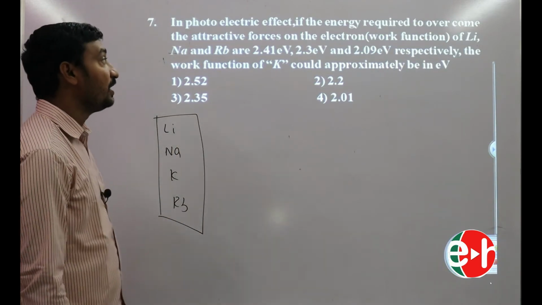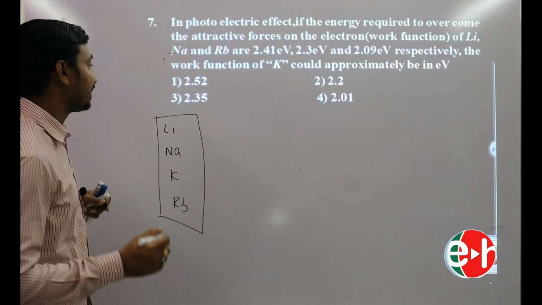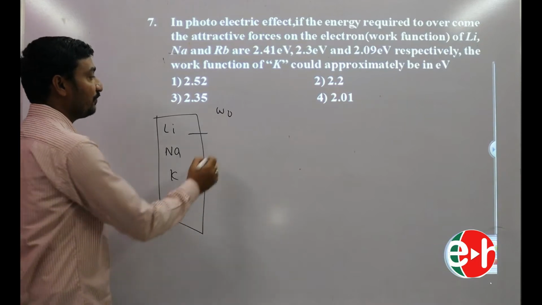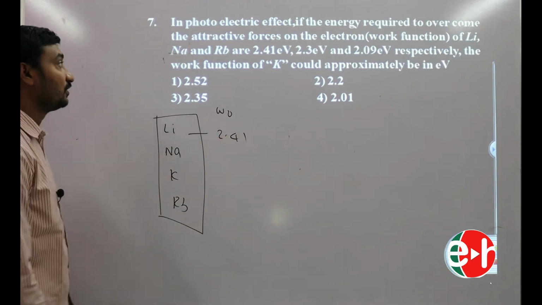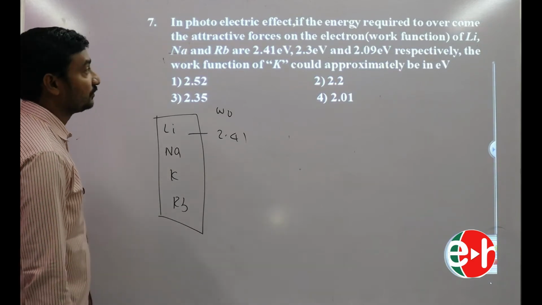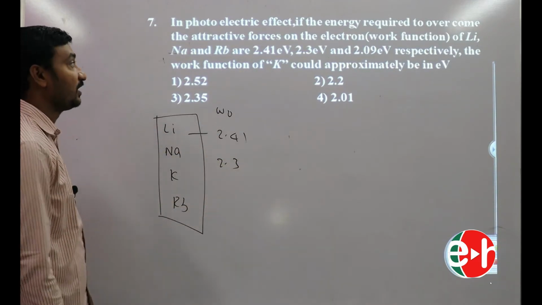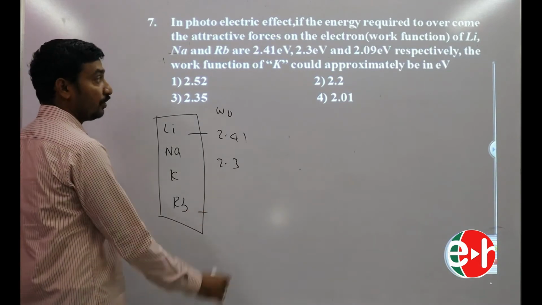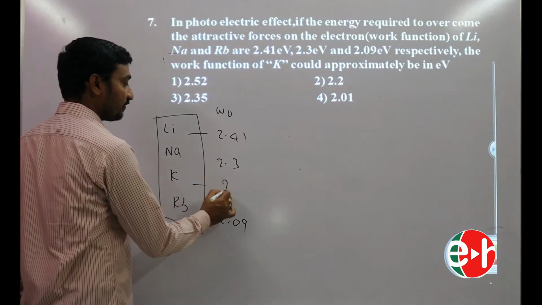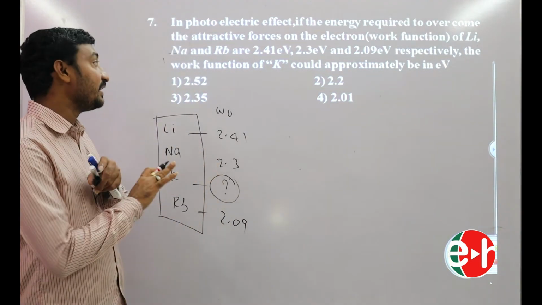All are group elements. See, in the photoelectric effect, energy required, work functions are given. What is the lithium work function? 2.41. Sodium work function 2.3, and rubidium work function 2.09. Asking what? Potassium work function. This is concept based, no need for calculation.